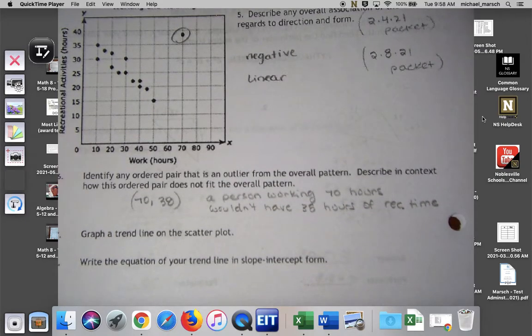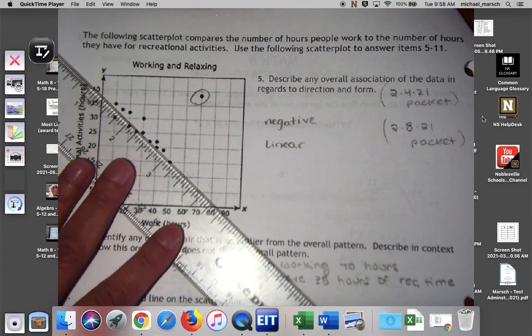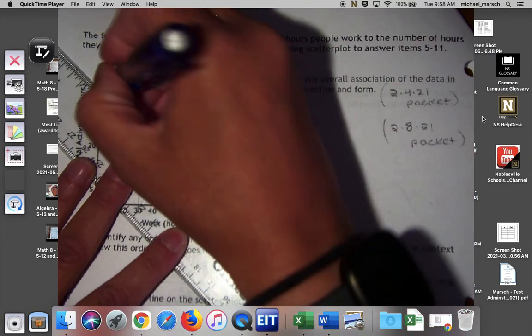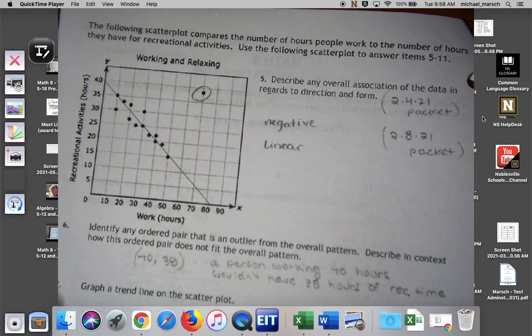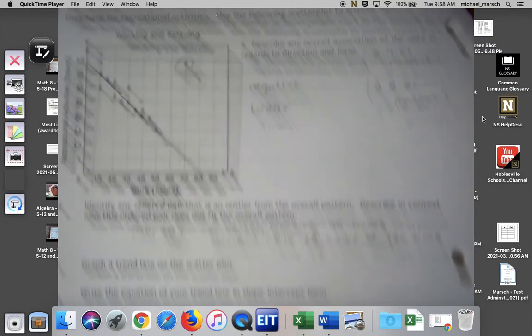Okay. Then it says graph a trend line. Cool. I'm going to make a trend line here. Remember, our trend line is as close to as many points as possible. It doesn't have to touch any. It might touch some. Okay, so there's my trend line. Not bad. Write an equation of your trend line in slope-intercept form.